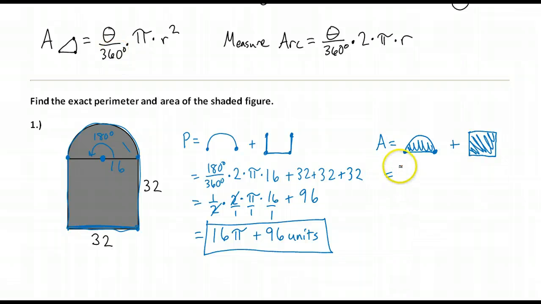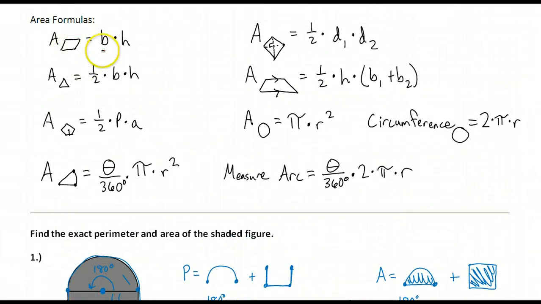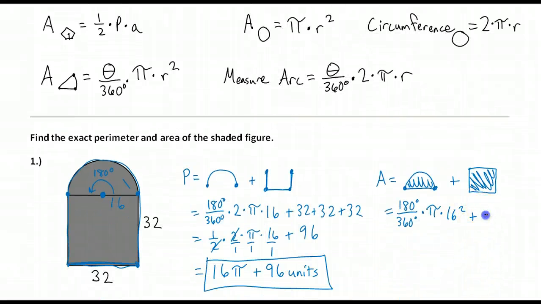The area of a sector is going to be theta out of 360, 180 degrees out of 360, times pi times my radius squared, plus this area. Well, to figure out this area, I'm going to have to use the area of a parallelogram, base times height, 32 times 32. 180 out of 360 simplifies down to 1/2 times pi times 16 squared.